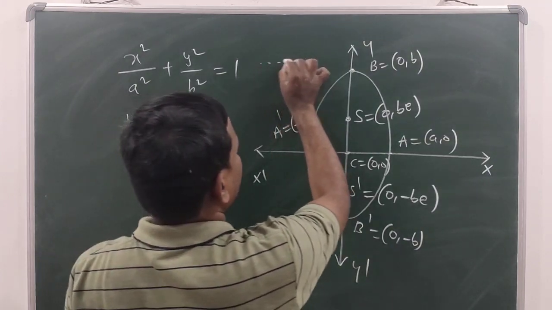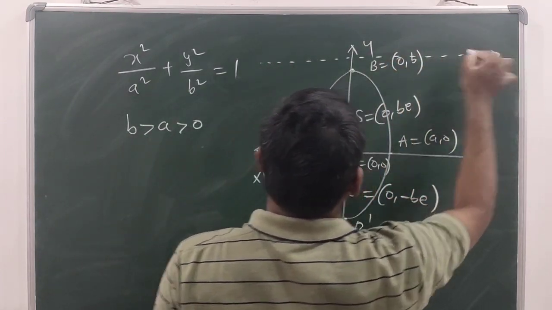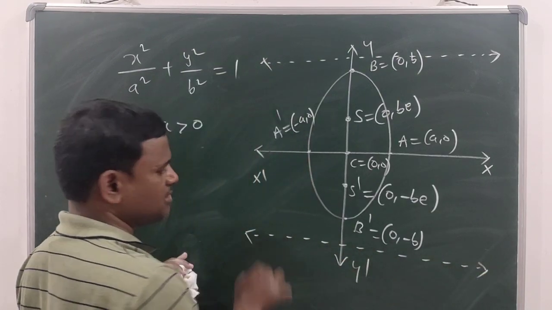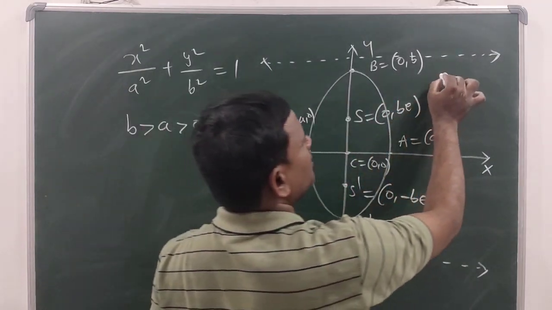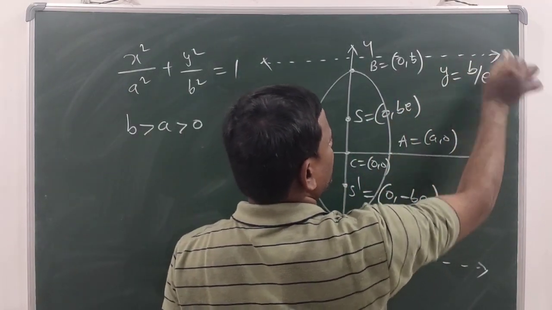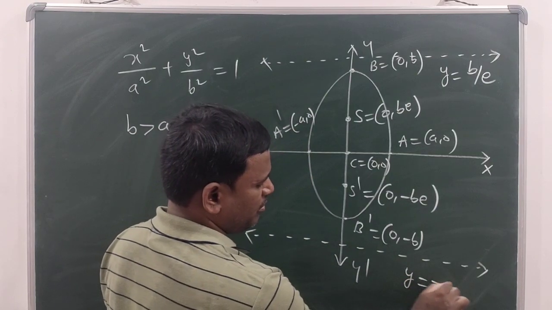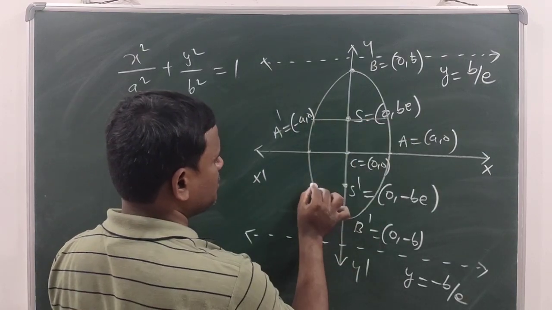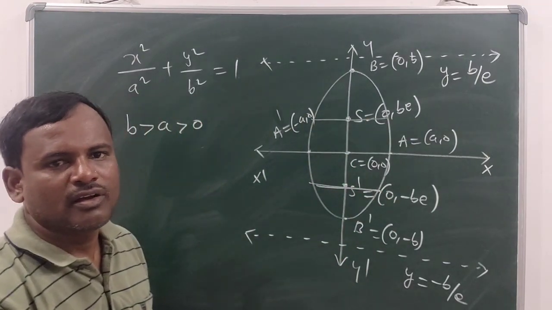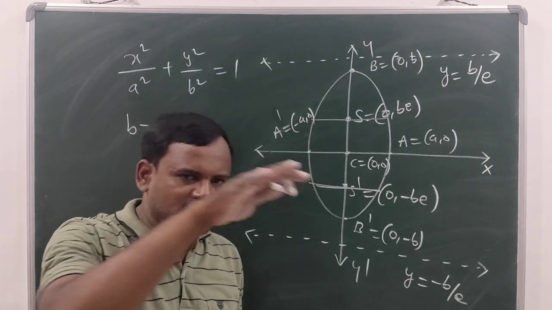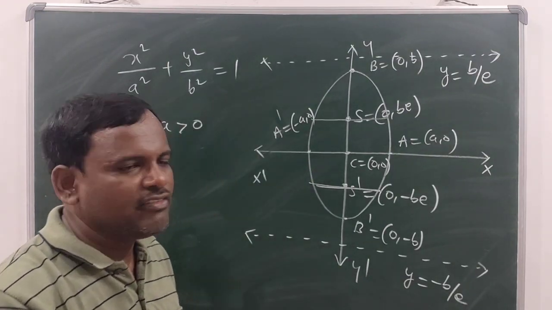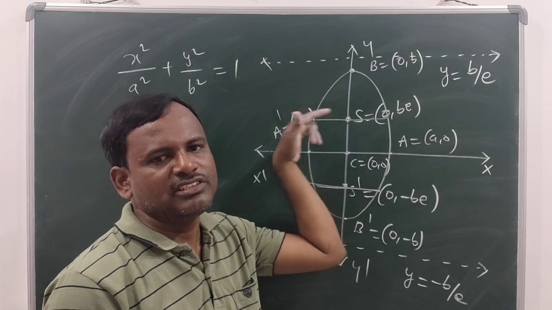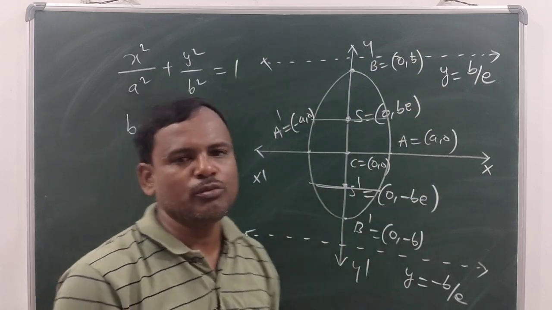And here you will get one directrix, and here you will get one more directrix. Whose equations are y equal to b by e and y equal to minus b by e. And this is a latus rectum, and this is one more latus rectum. You know the latus rectum is a horizontal line, y equal to k, here the k value is be, so the equations of the latus rectum are y equal to be and y equal to minus be.